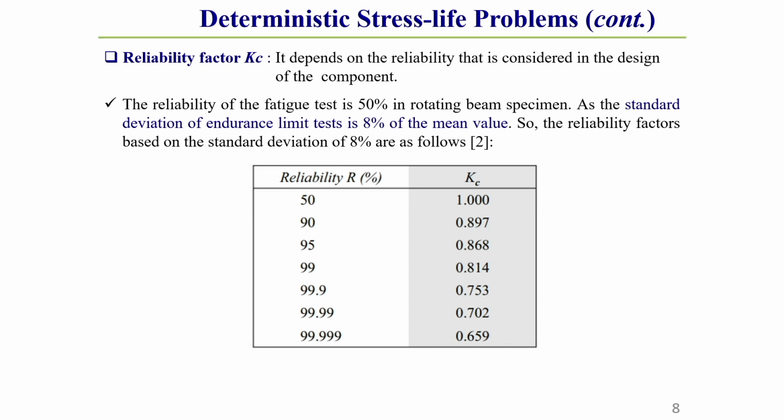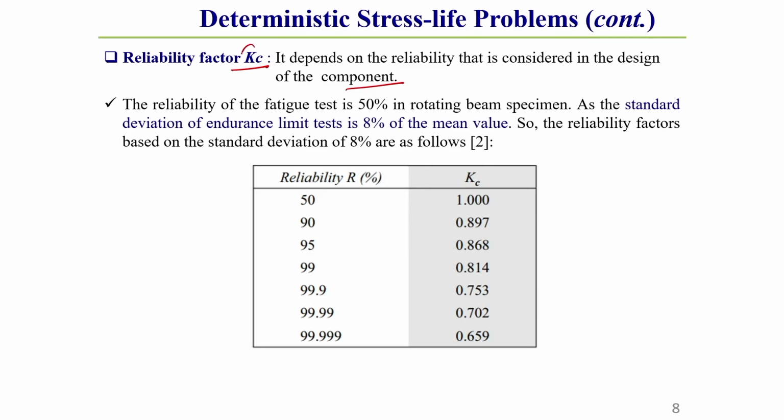Now, the reliability factor Kc generally depends on the reliability which we consider for designing the component. For designing purposes we need to consider some reliability factor, it can be 50%, 60%, 70%. So, depending upon this reliability value, we need to consider a factor that is called Kc.